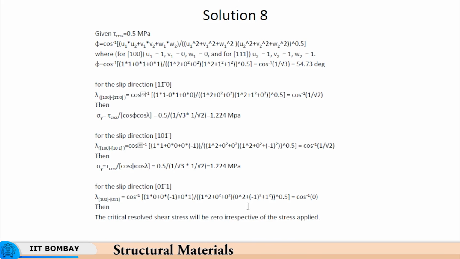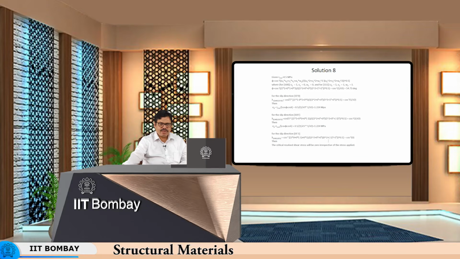Now for the slip direction [1 1bar 0], we need to find the angle between [100] and [1 1bar 0], and then based on that we get sigma y, that is the stress, equal to tau CRSS upon cos phi cos lambda, and that is 0.5 MPa is the tau CRSS, giving 1.224 MPa. So the stress of 1.224 MPa will cause slip along plane 111 and in the direction [1 1bar 0]. Similarly, for [1 0 1bar] the same stress will cause slip in this direction as well, and then here you have cos inverse of 0, right? Cos inverse of 0, and therefore the resolved shear stress will be 0 irrespective of the stress applied. So this will always slip.